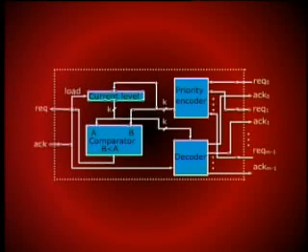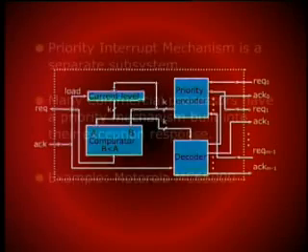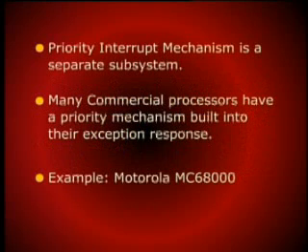Please note, it is not shown in the figure how the mechanism for saving the previous interrupt level and restoring it is done. This can be done using a push-down stack. The depth of the stack is limited by the number m of the priority levels. The figure shows the priority interrupt mechanism as a separate subsystem.